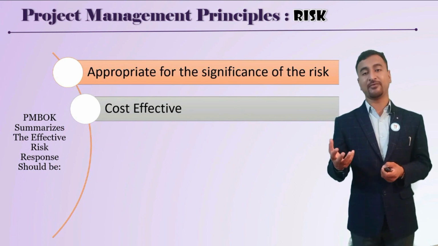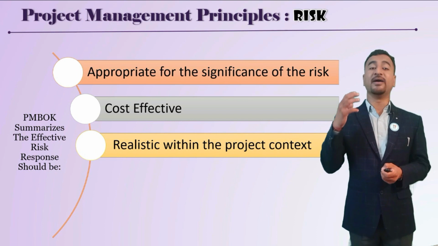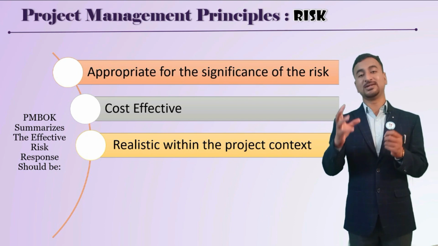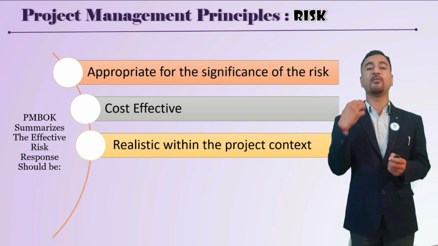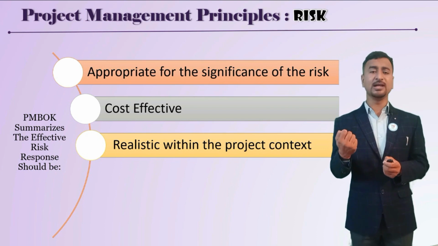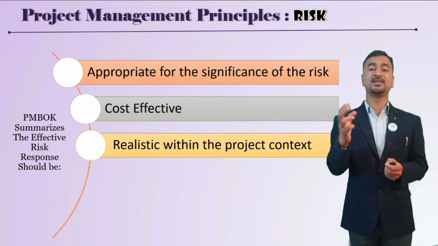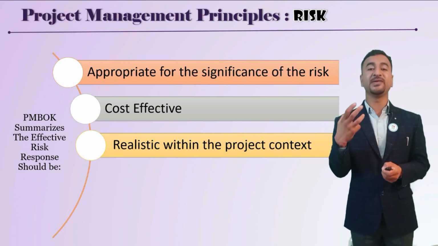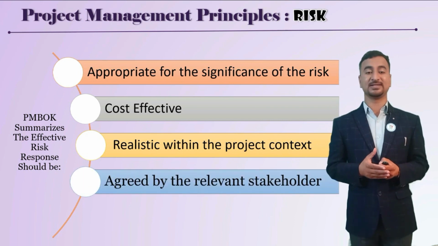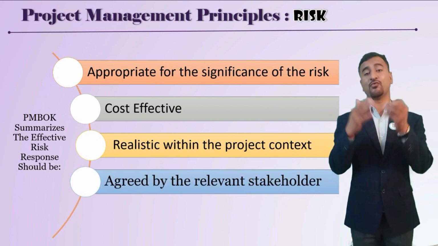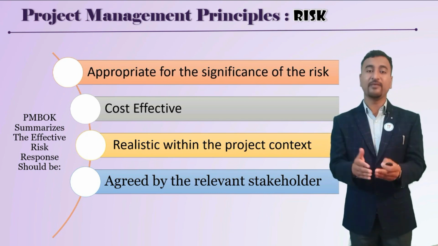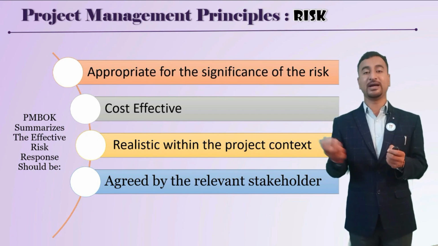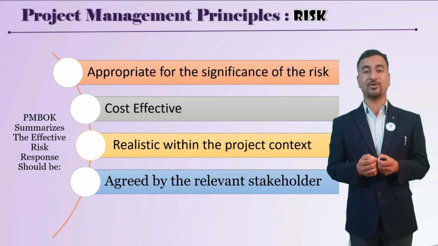It should be cost effective. You have to plan for the risk response or risk handling capability, realistic within the project context. So when you are dealing with the risk, you should consider the end objective or outcome of your organization's project deliverables. You do not need to just carry out managing the risk rather than focusing on the end result. So you have to be realistic in designing the risk response, and it should be agreed with relevant stakeholders. Whatever policies or response strategy you include in your project plan, you should get the consent of all relevant stakeholders.